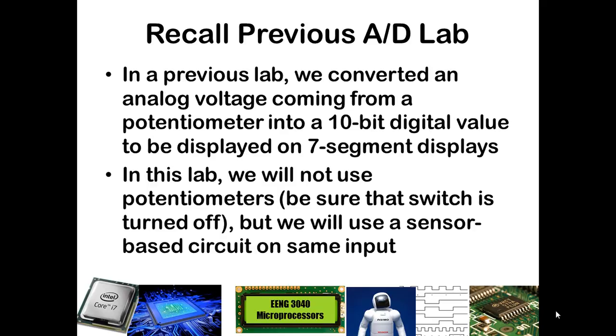So in the previous lab, you performed an analog to digital conversion of a signal coming off of a potentiometer, and then you used the 7-segment displays. In this lab, we're going to still perform an analog to digital conversion, and you will still display the value coming off of it, but instead of using the 7-segment displays, you will now put that on the LCD. And also you will want to make sure that your potentiometer switches are turned off, because we're not going to use those in this upcoming lab.